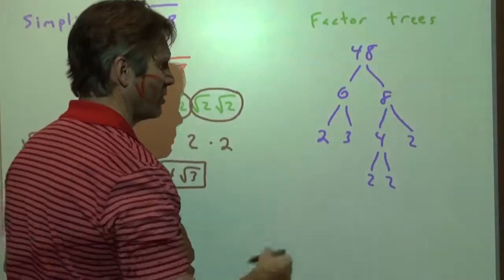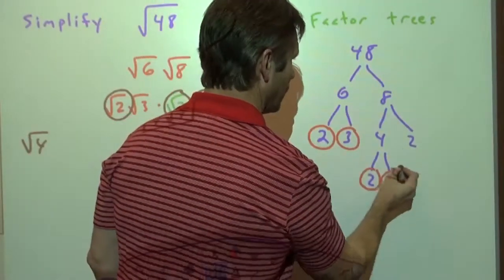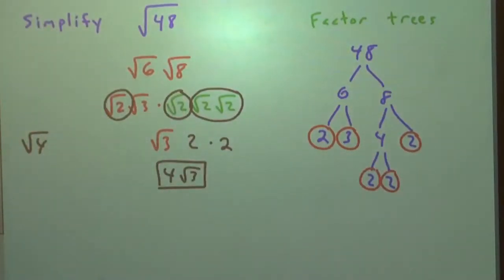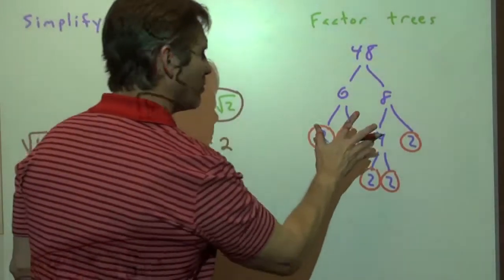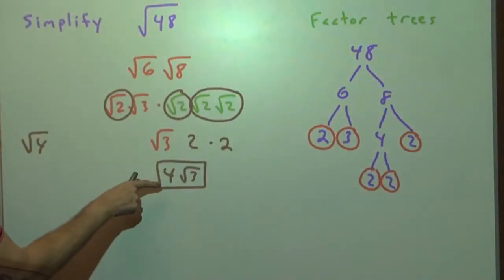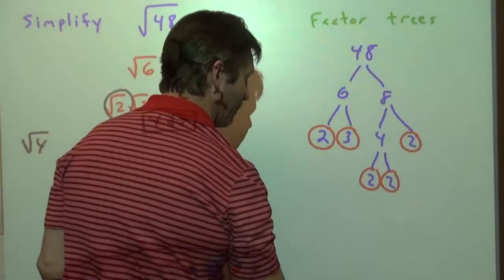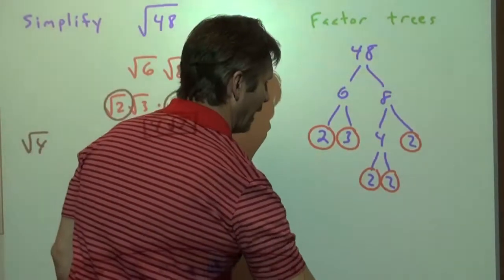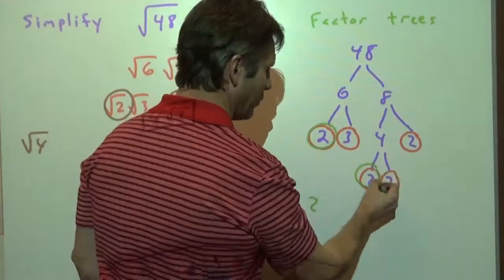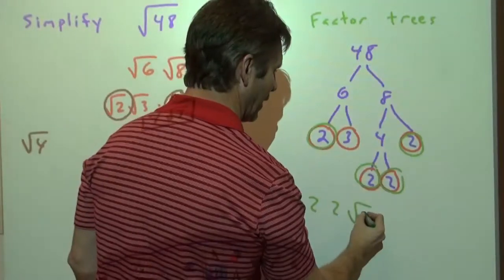The prime factorization of 48 is 2 times 3 times 2 times 2 times 2. Multiply all those prime factors together and you'll get 48. So we use factor trees to help us identify what this simplified radical is going to look like. And from here we say, just like before, we have two 2's, so that becomes a 2, and two 2's here, so that becomes a 2, and this 3 stays under the radical sign.